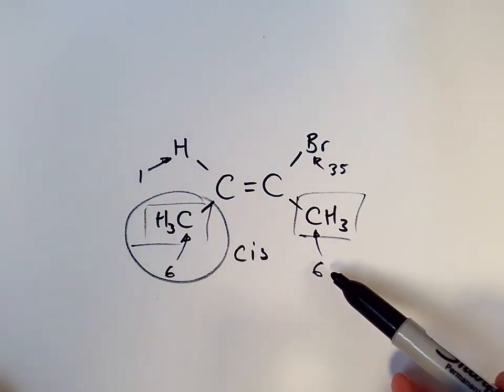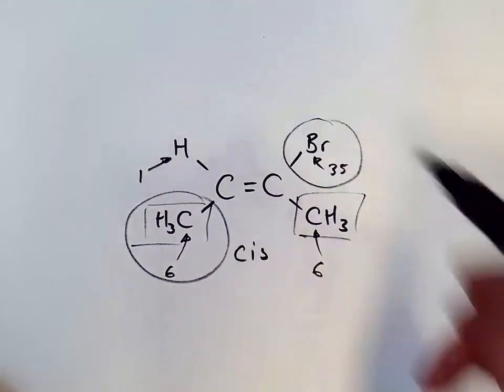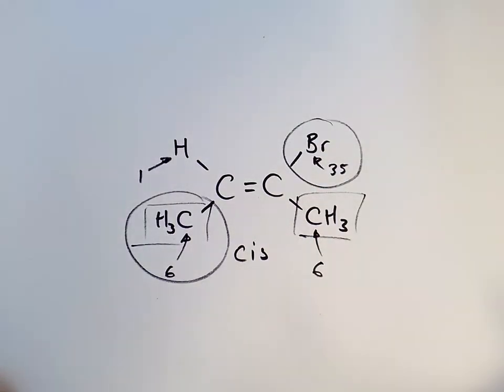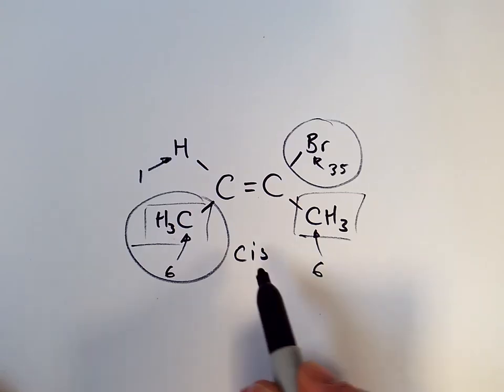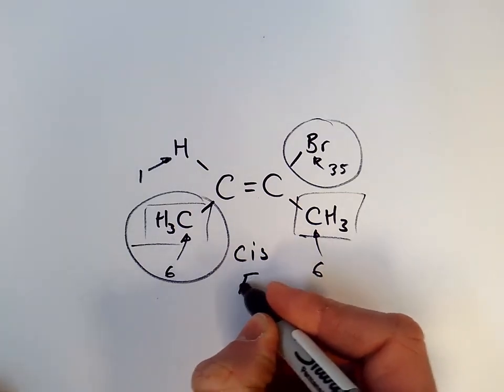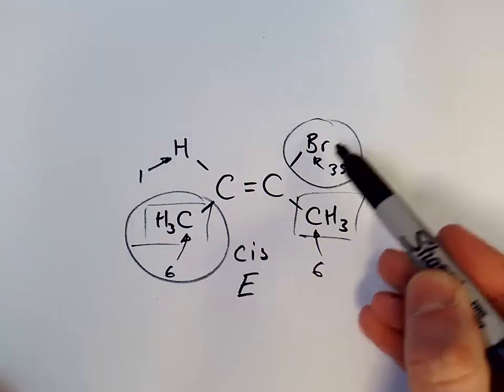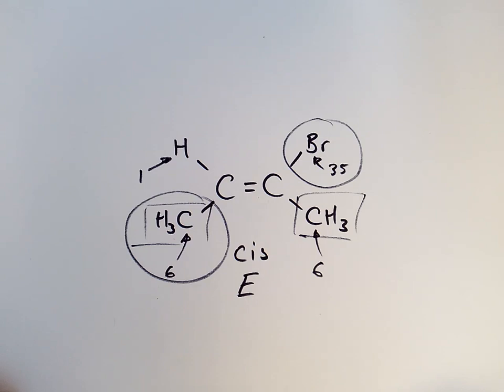If we apply the same ideas to the carbon and the bromine over here, we find that it's the bromine which gains the highest priority. So in this instance, whilst this is a cis isomer, it is also an E isomer, as the highest priority groups are on opposite sides of the double bond. To conclude, cis and trans are quite often associated with E and Z, but we need to be careful because they are not necessarily the same thing.